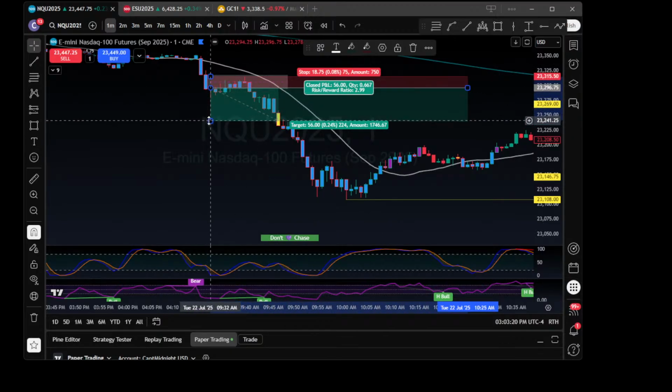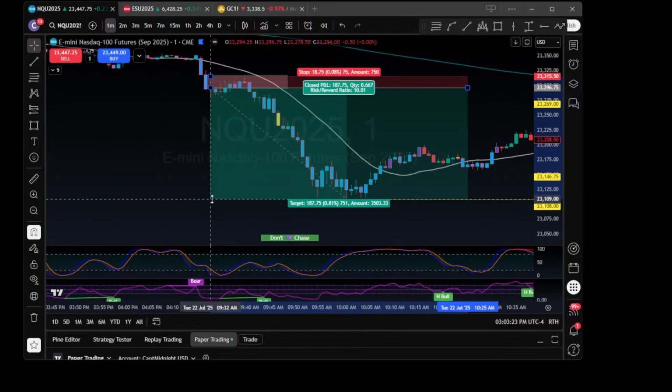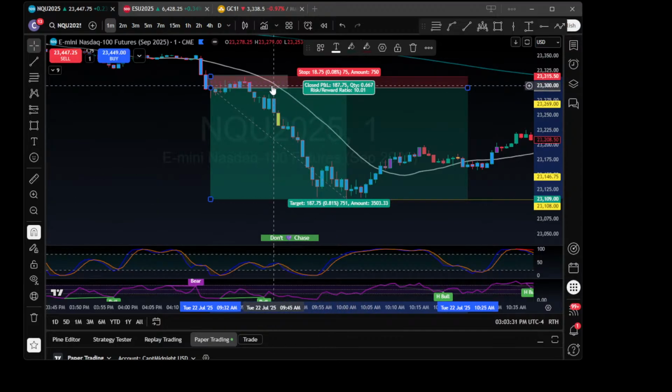This is the banger that I would have caught, because I think I did have it marked out here. See, that's 751 ticks. Crazy.